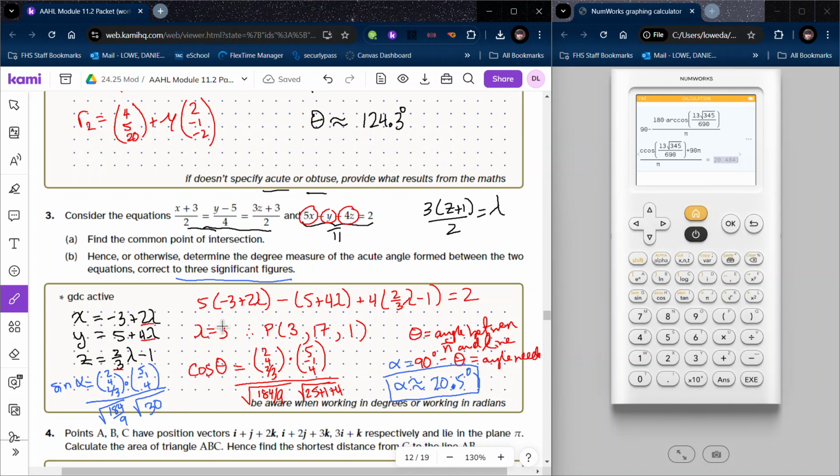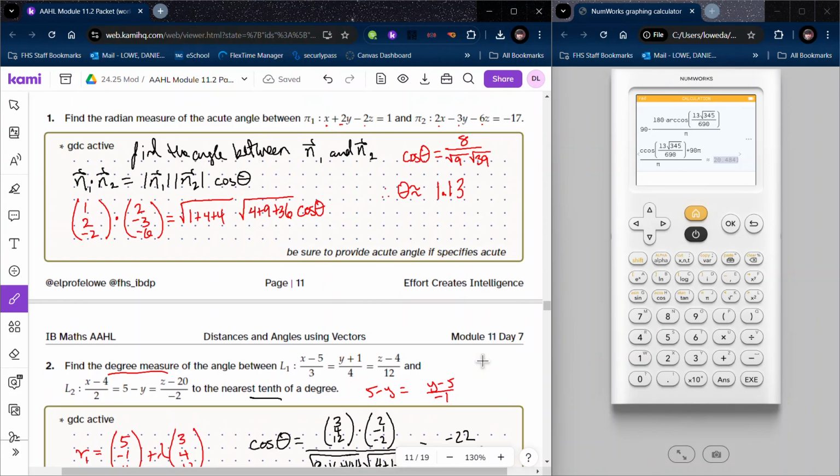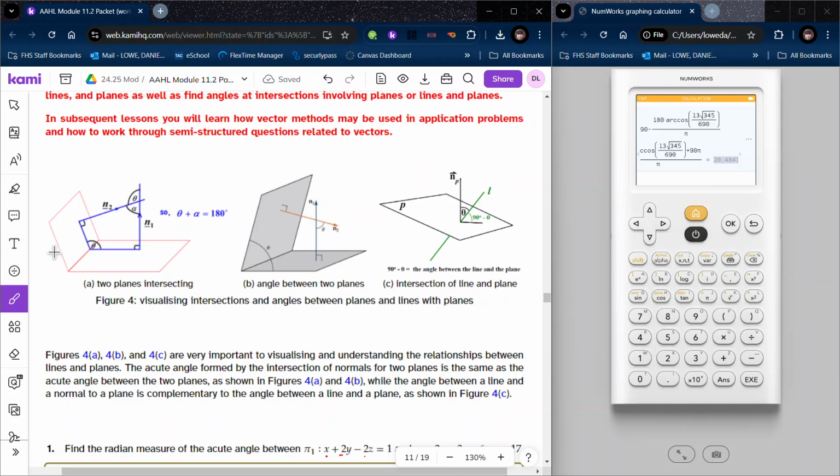You want to be careful. If you use the sine approach, that's fine. Be careful with your notation. If you use the complementary angle approach, that's fine. Just be careful with your notation. Okay? You cannot speak to how much these figures really help you understand finding the intersections between planes, which is just the intersection between the normals, and finding the angle of the intersection between a line and a plane.